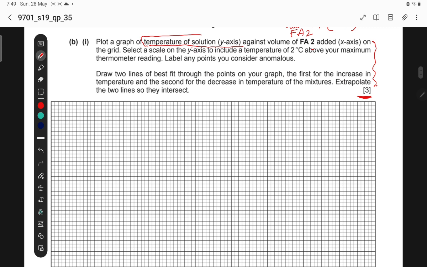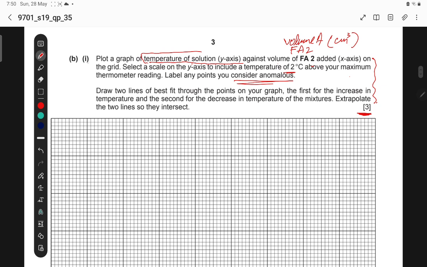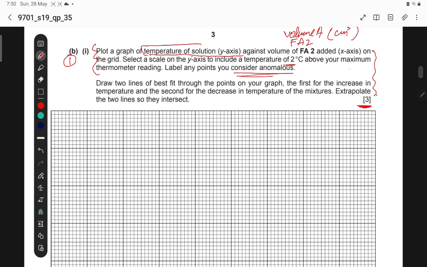Select a suitable scale on the y-axis to include a temperature of 2 degrees centigrade above your maximum thermometer reading. Label any point you consider anomalous. These 2 points carry 1 mark. Then draw 2 lines. Then plot all points. All points correctly plotted carry the 2nd mark.